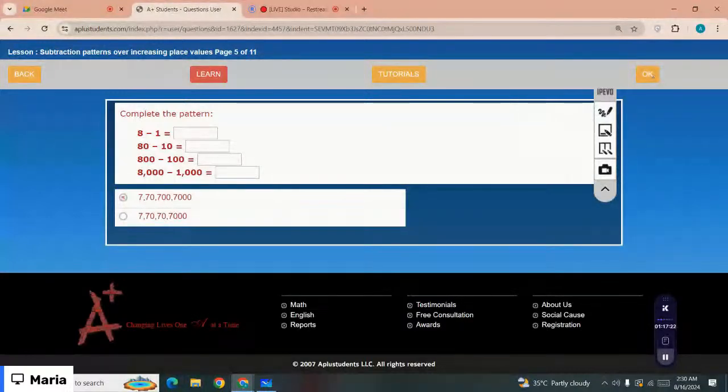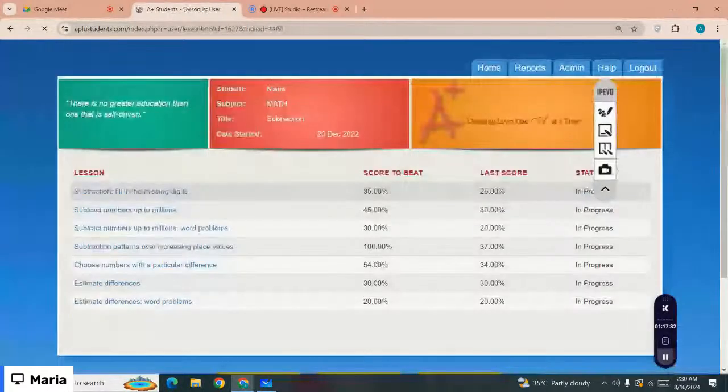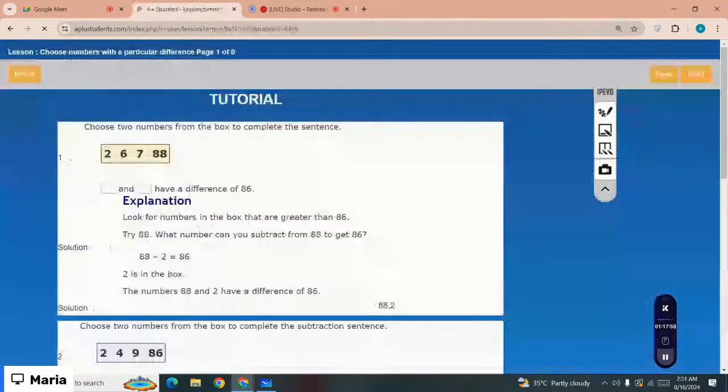Okay, you can complete the lesson by yourself later today. Let me just move on to the next lesson. The next lesson is choose numbers with a particular difference. Let's just start with the lesson.